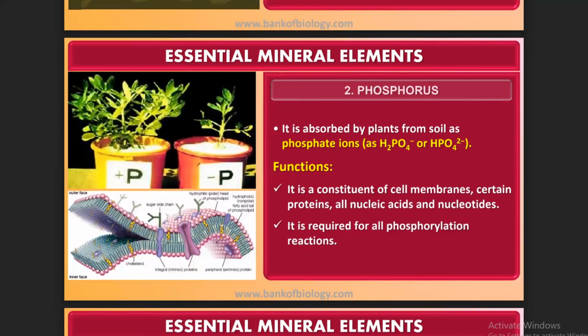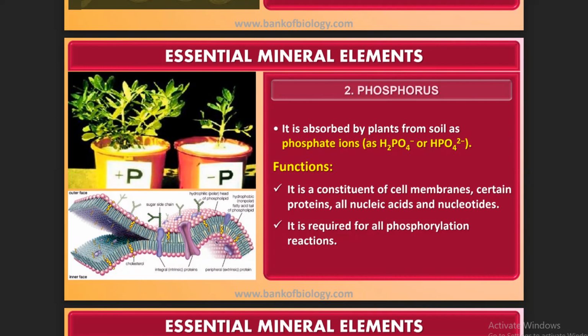Next is phosphorus. It is absorbed by plants from soil as phosphate ions. Where is phosphorus present? Where it is required? It is the constituent of cell membrane, certain proteins, all nucleic acid and nucleotide. It is required for phosphorylation reaction.